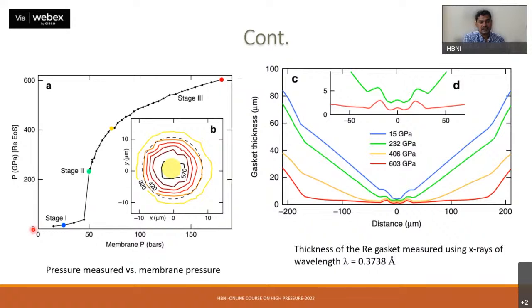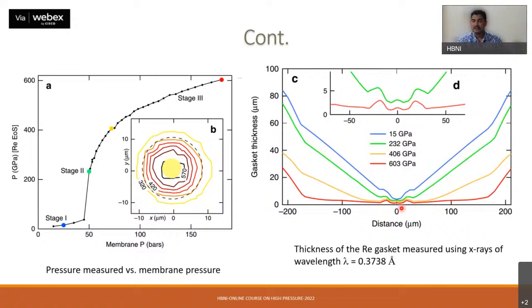So they have plotted this pressure achieved versus the membrane pressure. They have divided it into 3 stages: stage 1, stage 2, and stage 3. In stage 1, the pressure is increased slowly. In stage 2, it is an almost linear increase, and in stage 3, it then saturates. And this inset shows the equipressure diagram for this sample chamber in the -10 to 10, like a 20 micron sample chamber.